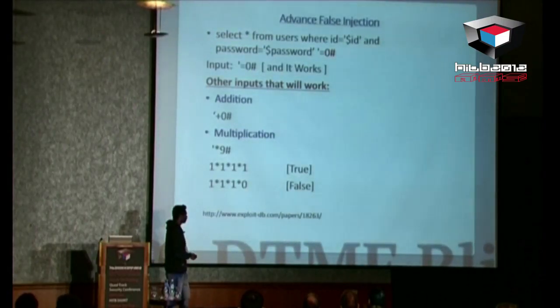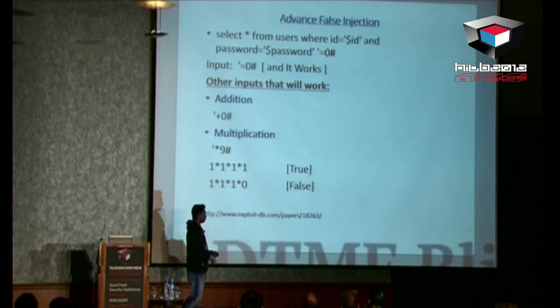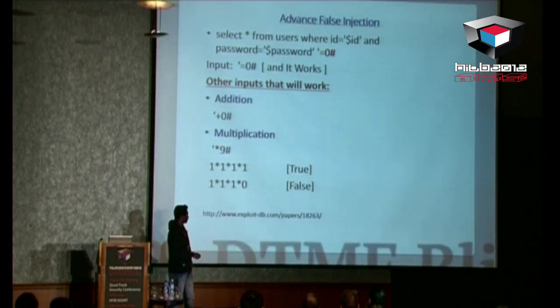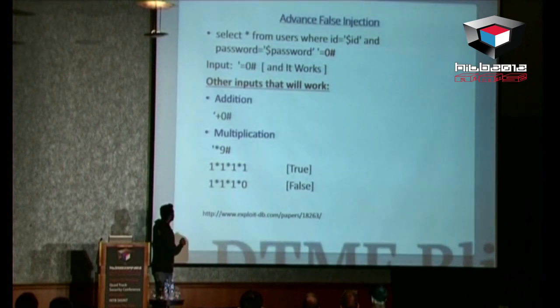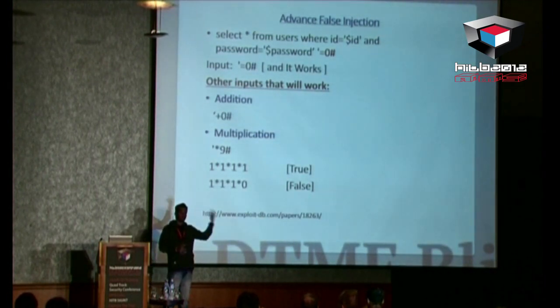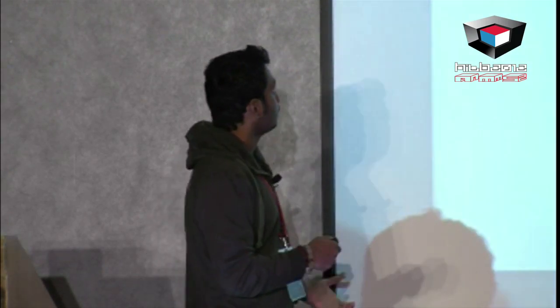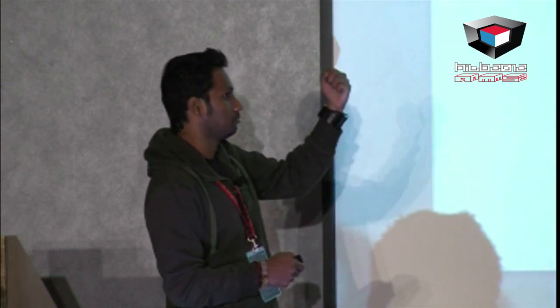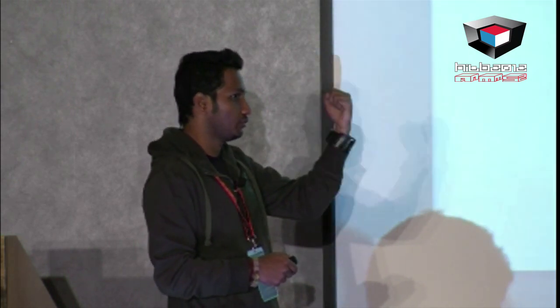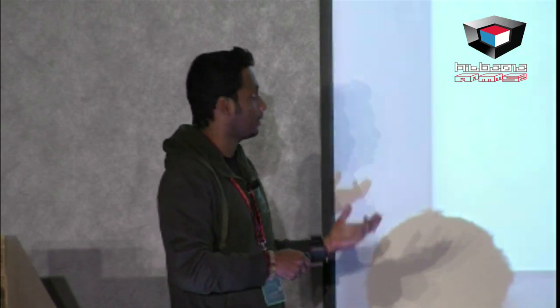This concept was dropped in ExploitDB by a paper. The same way will work for addition payloads. That means terminated with a single quote plus zero. If you're not going to enter anything, it'll remain as zero. Plus it with zero, that is true. Then we have multiplication. If you're not entering something here, that remains zero. Into nine would be zero again.